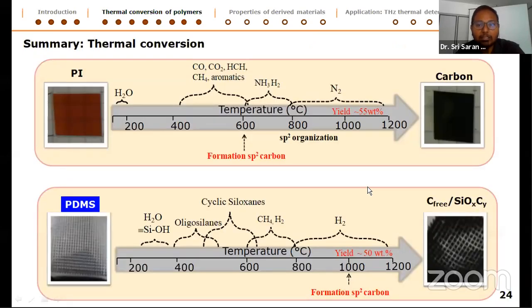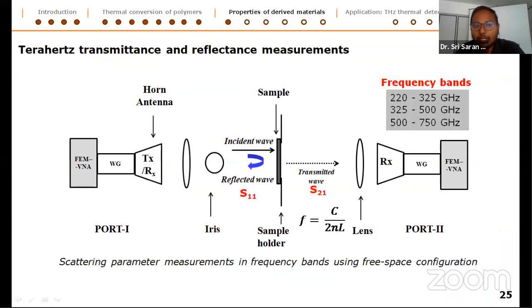So to summarize, in the case of organic polymer, the formation of sp2 carbon is at 600, whereas in siloxanes it's around 1000 degrees C. And the yield, they are almost the same that we have chosen. And you see this one is a flat sample, and here you can make different structures as it is a gel.